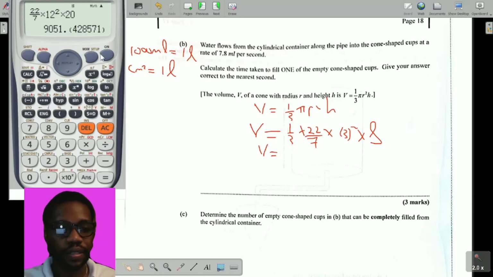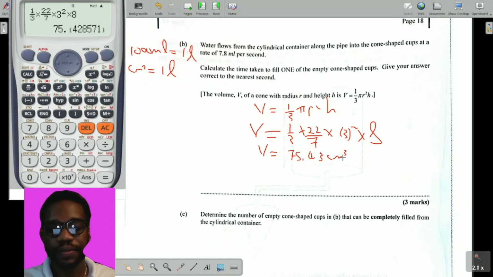to the calculator. So I'm going to have 1, you can press 1 the fraction bar, then 3. So times 22 fraction bar 7 times 3 squared times 8. Alright, in decimal, 75.43. So that's 75.43 cubic centimeters. Alright, now in milliliters, it's also the same thing as saying 75.43 milliliters. Very important assumption that we made there.